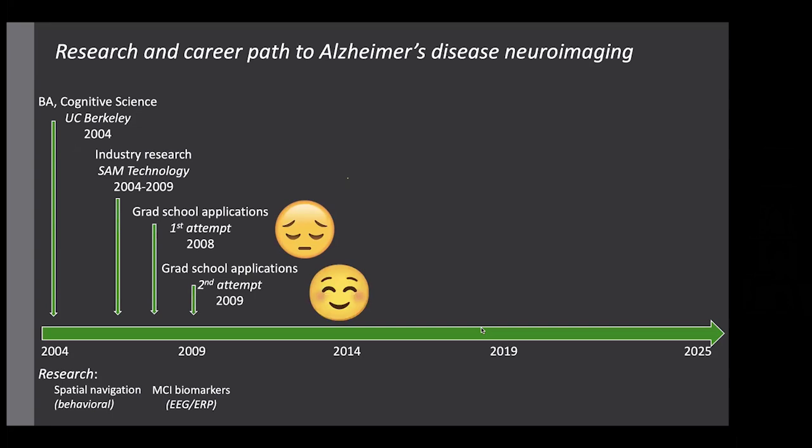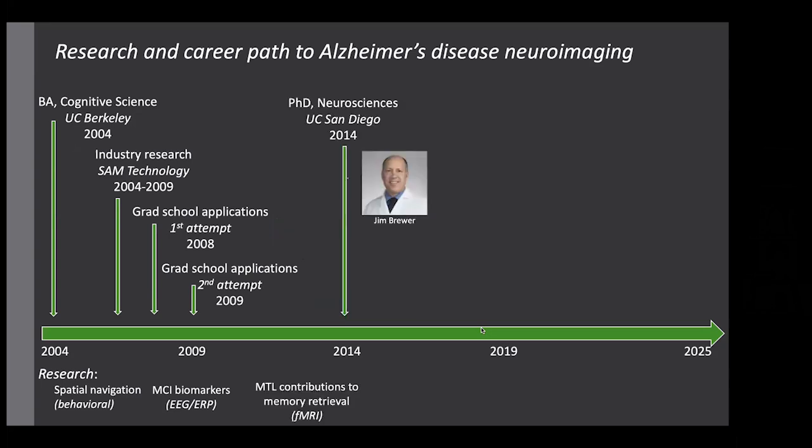So the lesson here is that sometimes life is unpredictable. I don't know what was different from my first versus my second applications, but I got lucky the second time, and the second time around, UCSD accepted me. And so I ended up here for my PhD. And I did my doctoral research under the mentorship of Jim Brewer. Many of you are probably familiar with him. He is the chair of the neurosciences department and also directs our ADRC.